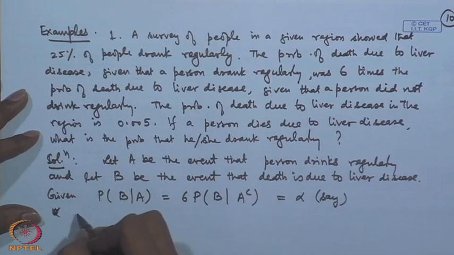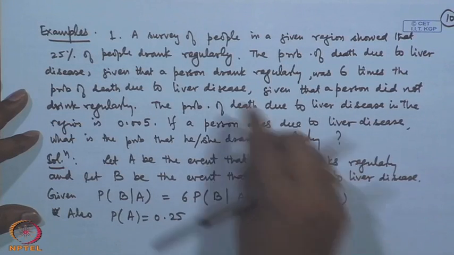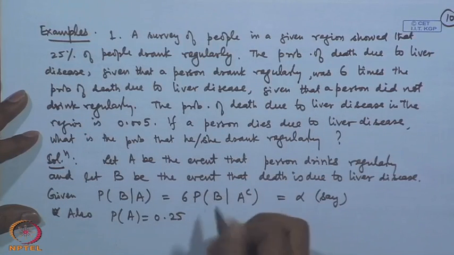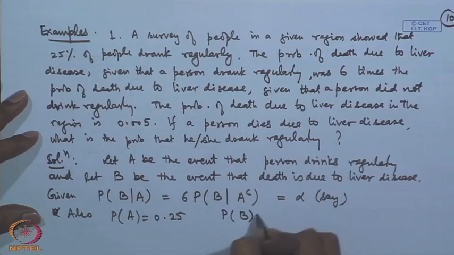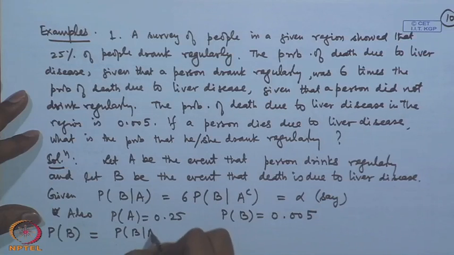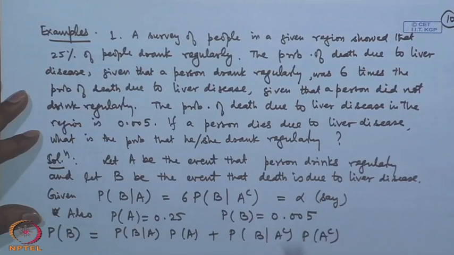Also, it is given that probability of A, that is the person drinks regularly, is 0.25, because it is given that 25% of the persons drink regularly. And also the probability of death due to liver disease is 0.005. So, we can apply the theorem of total probability. So, probability of B is equal to probability of B given A into probability of A plus probability of B given A complement into probability of A complement.